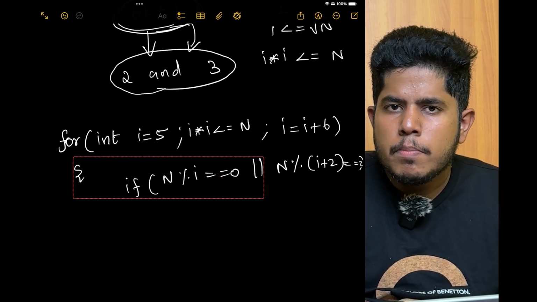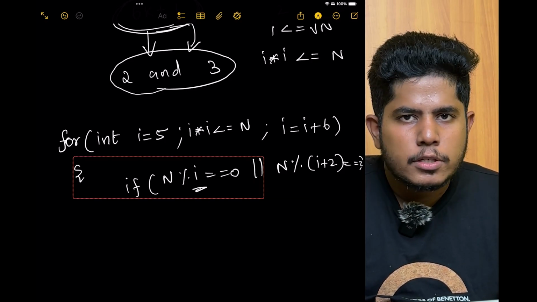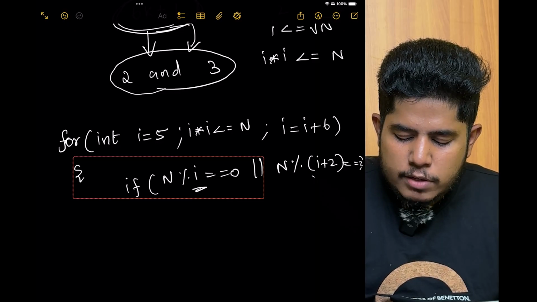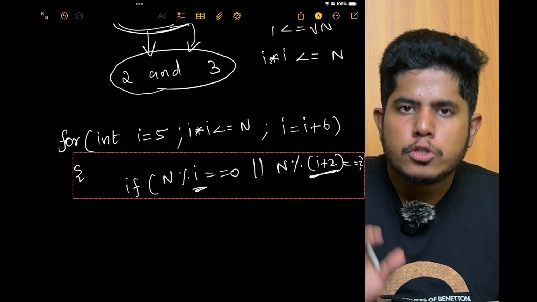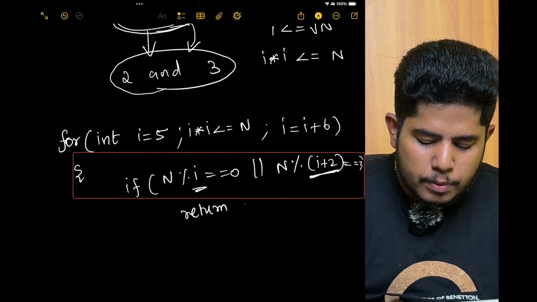If it is divisible by any one of them, if it is divisible by I, then stop and say it is not a prime number. If it is divisible by I plus 2 also, just stop and say it is not a prime number. So if this condition is true, we will simply return false.